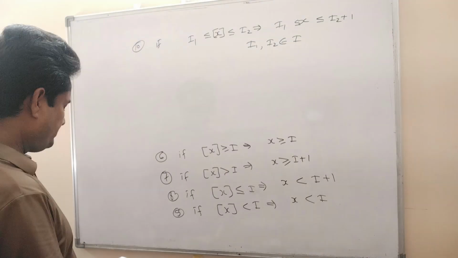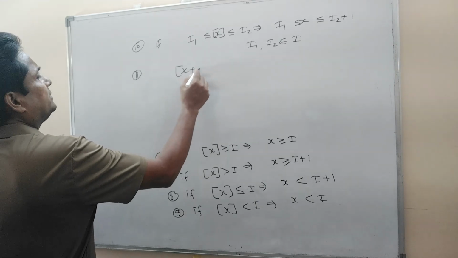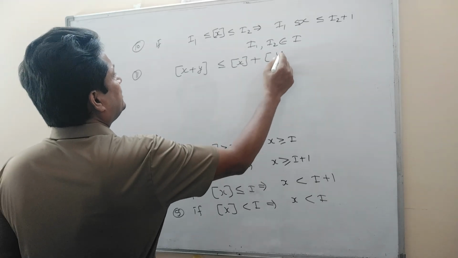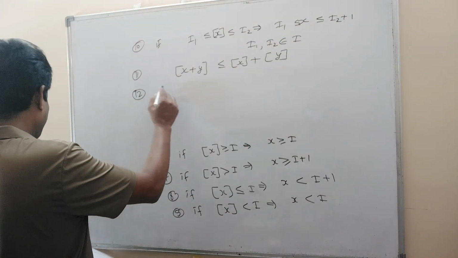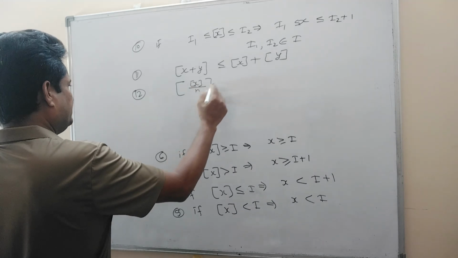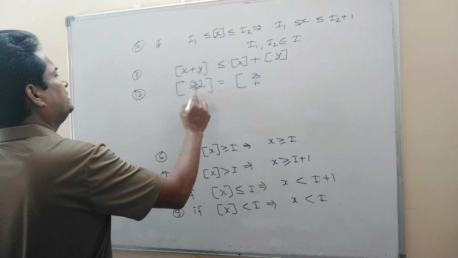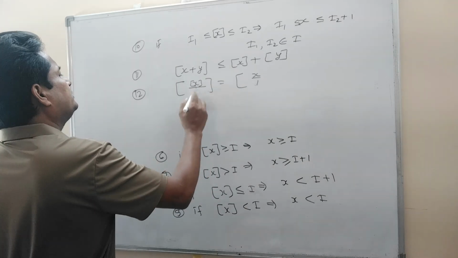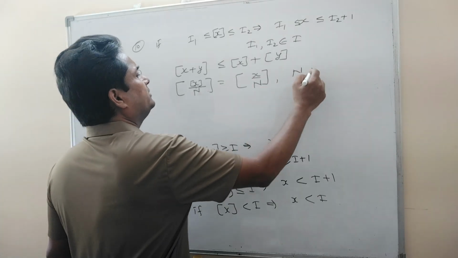Right. Now next property is number 11. Greatest integer of x plus y is less than or equal to greatest integer of x plus greatest integer of y. Number 12. If greatest integer of x divided by n is equal to the greatest integer of x by, this is I, this is natural number, n is natural number.